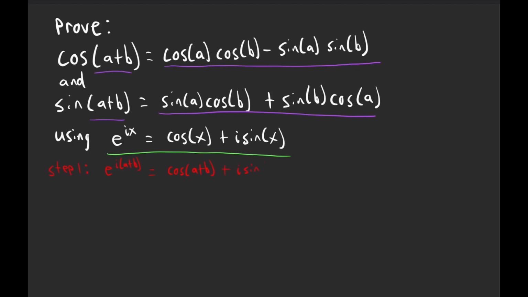So first step, we're going to see what e to the i(a plus b) is. So wherever we see an x, we're going to throw in the a plus b. So we got cosine(a plus b) plus i sine(a plus b).